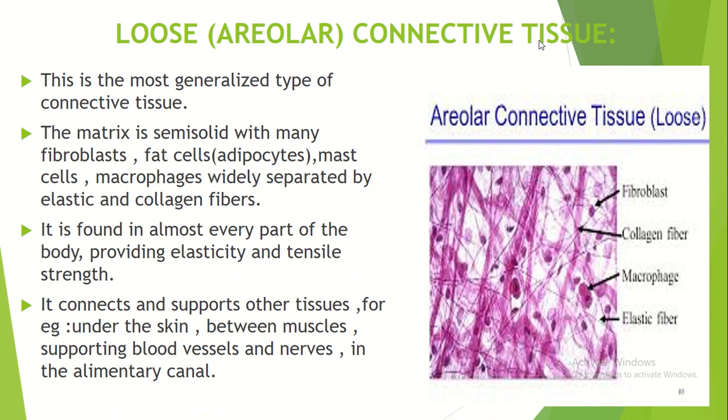The loose areolar connective tissue, same thing. This is the most generalized type of connective tissue. So in the body, it is very generalized, and a major part of the body is made up of this loose areolar connective tissue. The matrix is semi-solid with many fibroblasts, fat cells, mast cells, and macrophages, widely separated by elastic and collagen fibers. So this areolar connective tissue contains the elastic and the collagen fibers, and to these fibers are attached the fibroblasts, fat cells, mast cells and macrophages.